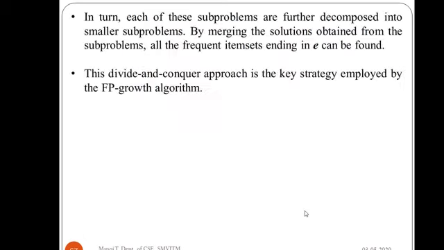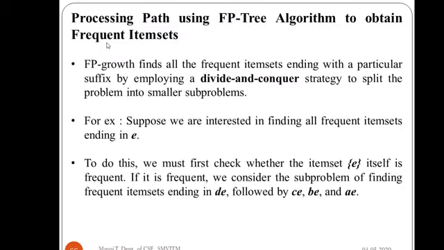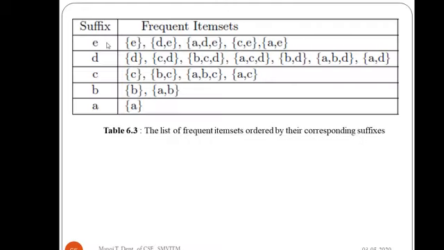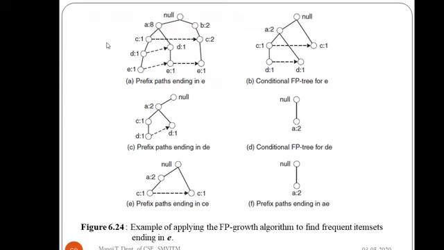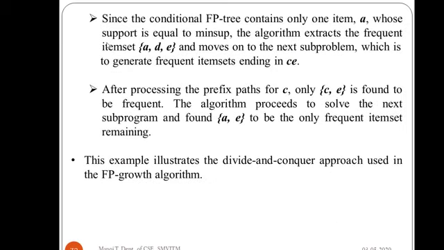If you see this, we can get this particular row in the table, which is the frequent item sets. That is, we are going to have DE, A comma D comma E, CE, A comma E. So that is what is used for the processing of the paths in the frequent item set generation. This example illustrates the divide and conquer approach used in the FP growth algorithm.